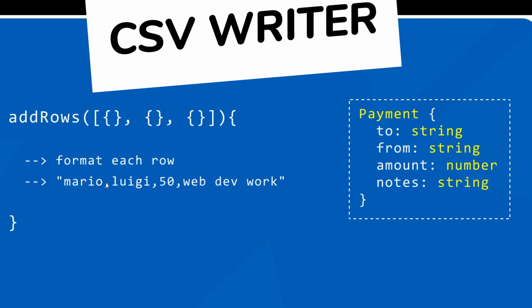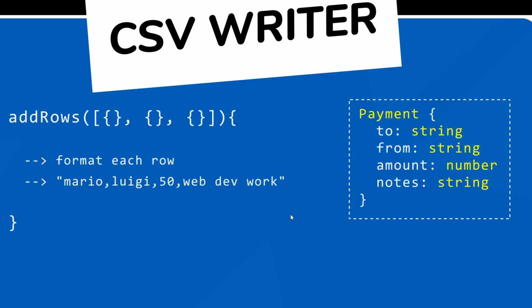So Mario would be the to value, Luigi would be the from value, 50 the amount, and web dev work the notes. And this would represent a row in the CSV file. So we need to do this for each object in the array that we pass into the rows function. And then we need to store all of these formatted rows one after the other in some kind of property on the class, so that when we come to save the CSV, we have all the data that we need to save stored in a single property, a single string property, right?